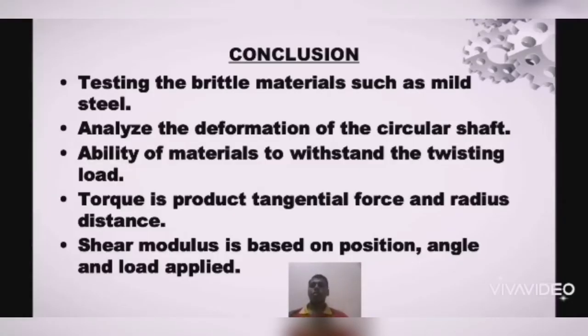First of all, the torsion test is a test for testing brittle materials such as mild steel. The torsion test is to analyze the deformation of a circular shaft when subjected to torque, and the ability of the material to withstand the twisting load should be measured. Then, the torque is the product of tangential force multiplied by the radius distance from the twisting axis. The shear modulus is based on the position and load applied.